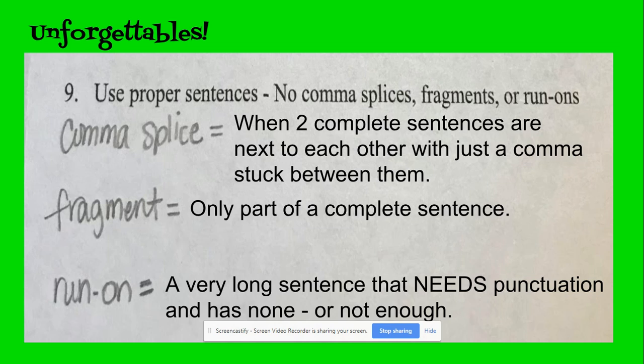So a comma splice is when 2 complete sentences are next to each other with just a comma stuck between them. So when you read it, you don't catch it because it sounds right, but it really should be a period and another sentence. It's like 2 sentences where one should stop and one should start, and instead there's a comma in the middle. In your notes, I want you to write that definition. A comma splice is when 2 complete sentences are next to each other with just a comma stuck between them. If you need to pause to write that down and then start again, do that.